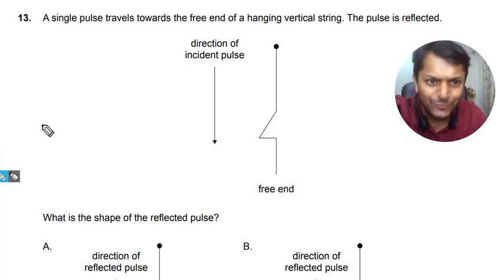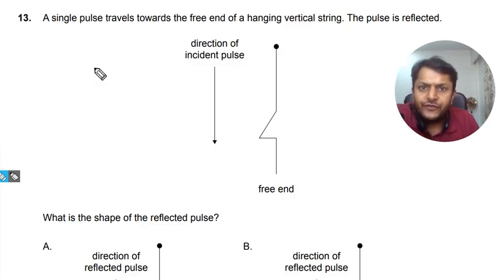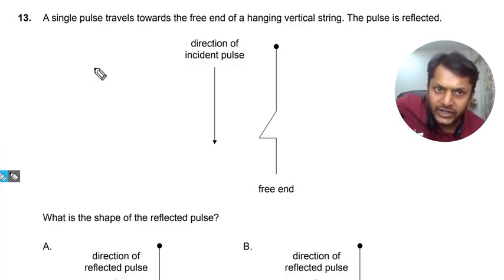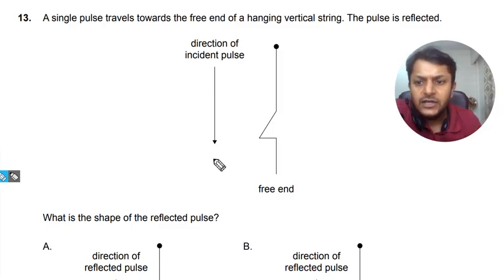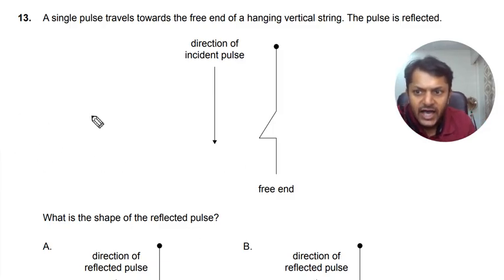Okay, dear student, let's see what is there in this question. A single pulse travels towards the free end of a hanging vertical string. The pulse is reflected. What is the shape of the reflected pulse? So what is actually happening here?